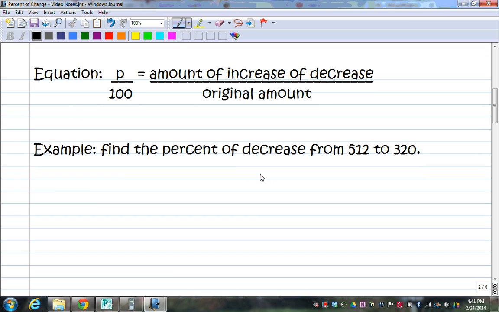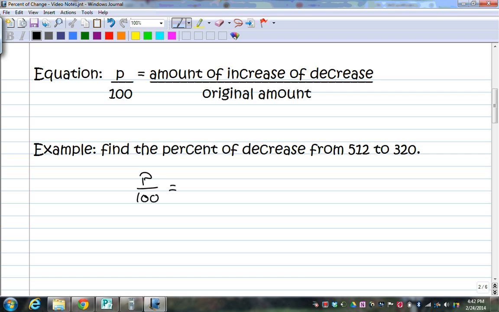The proportion is right here. Remember before we had P over 100 is equal to A over B? Well, now P over 100 is equal to the amount of change, or increase or decrease, that is the amount of change that goes up there, divided by the original amount, or the B, instead of B, it's the original amount. So what we have to do is just a little bit more math than what we did before, but it's really minor. We're going to start by setting the problem up the same, P over 100.